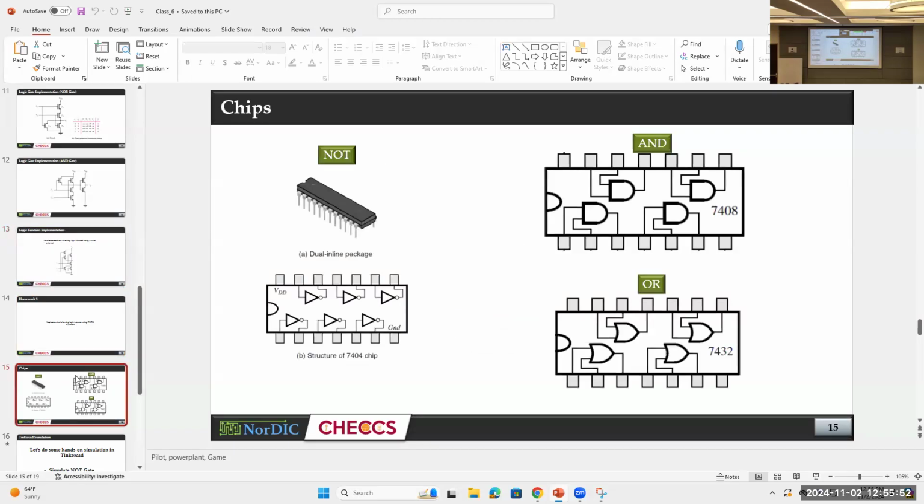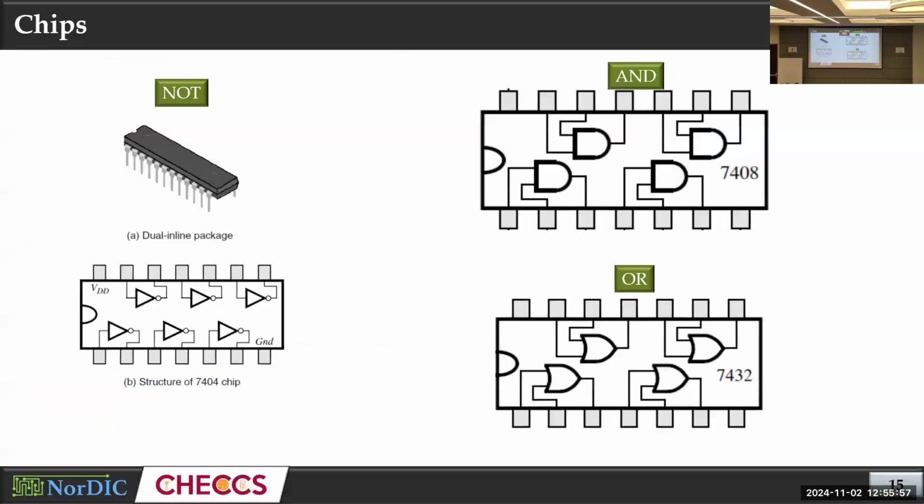We'll discuss this later. I think you will work with this, I mean, for prototyping purposes. There are chips in the market which can do NAND, NOR, NOT kind of operations. So as you can see, this is a chip.